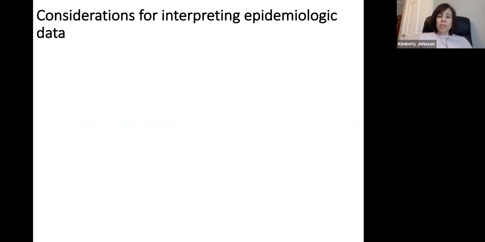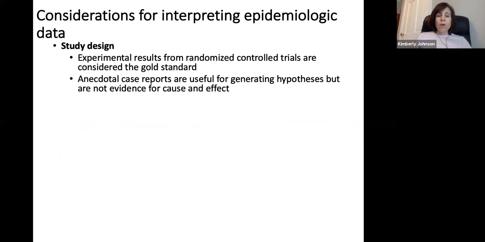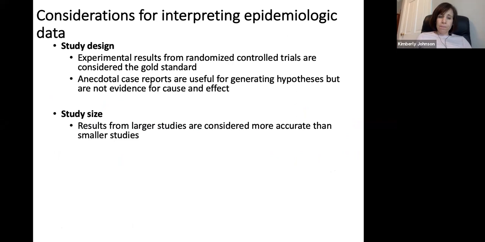So there are some considerations for interpreting epidemiologic data. One is the study design. So experimental results from randomized controlled trials are considered the gold standard. So these are the highest level of evidence that we have for cause and effect from human studies. Anecdotal case reports are useful for generating hypotheses, but are not evidence for cause and effect.